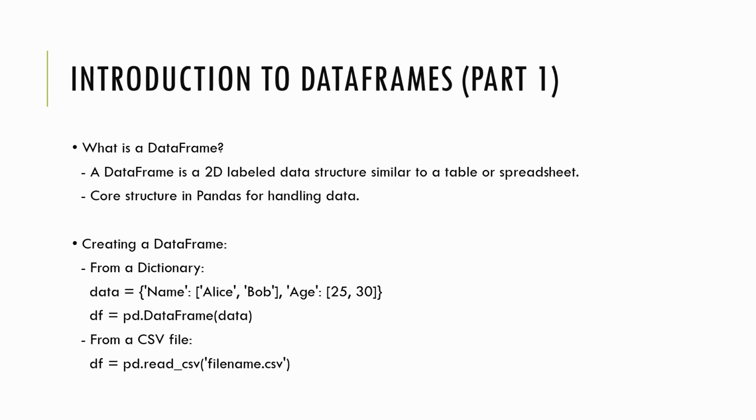Let's begin by understanding data frames. A data frame is a powerful 2D labeled data structure similar to a table or a spreadsheet and is one of the core structures in Pandas. You can create a data frame from a dictionary of lists. For example, a simple dataset of name and age can be turned into a data frame using the pd.DataFrame method. Alternatively, we can also load data from external files like CSV files using the pd.read_csv function.